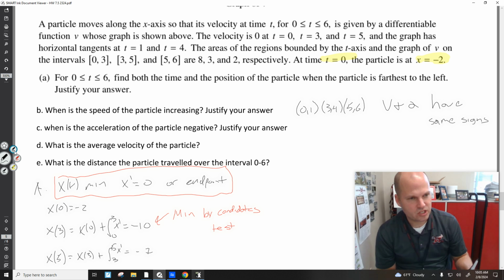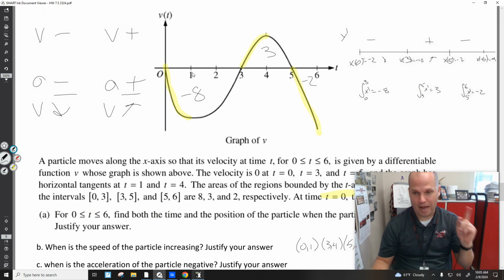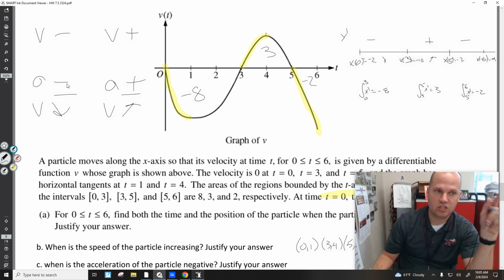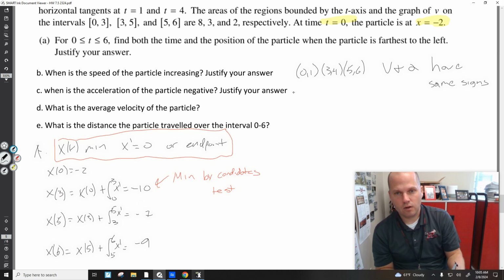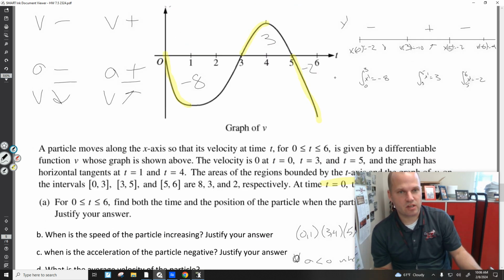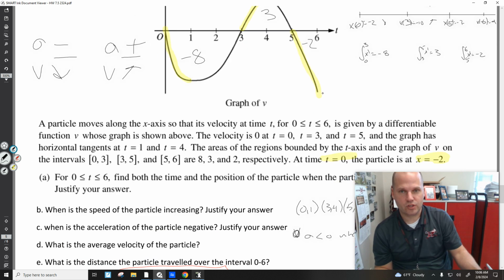When is acceleration negative? Oh, back to your second derivative analysis. Your acceleration is negative when your velocity is decreasing. I'm going to reference that sign. Acceleration is negative when velocity is decreasing. Write down the words, though. You don't have to write is negative; you can always do less than 0 means negative. Velocity is decreasing from 0 to 1 and 4 to 6.